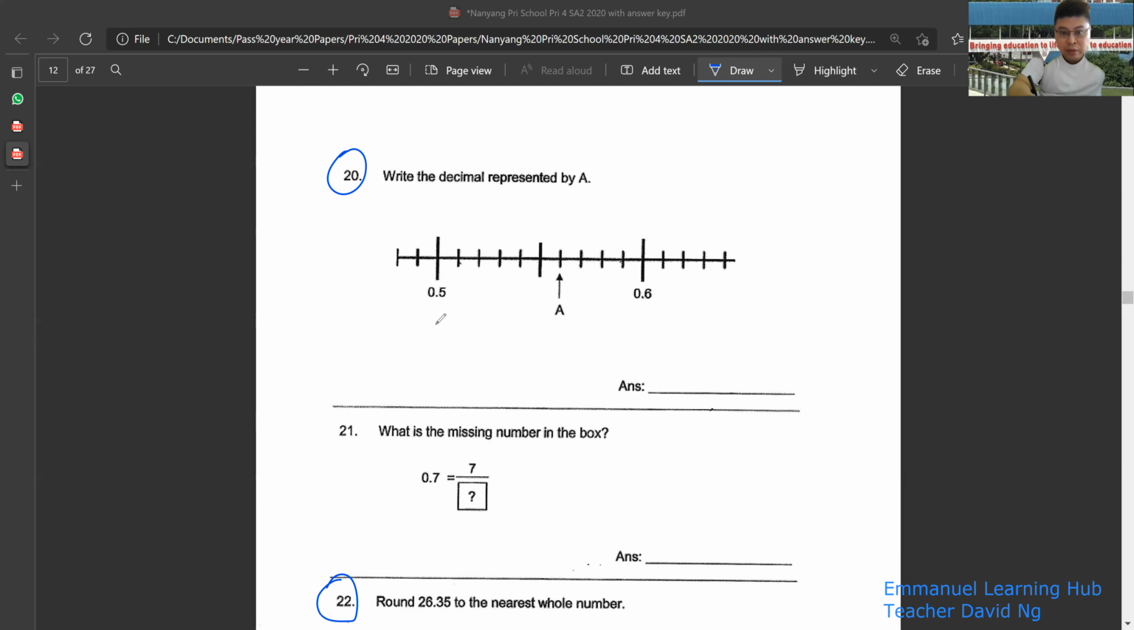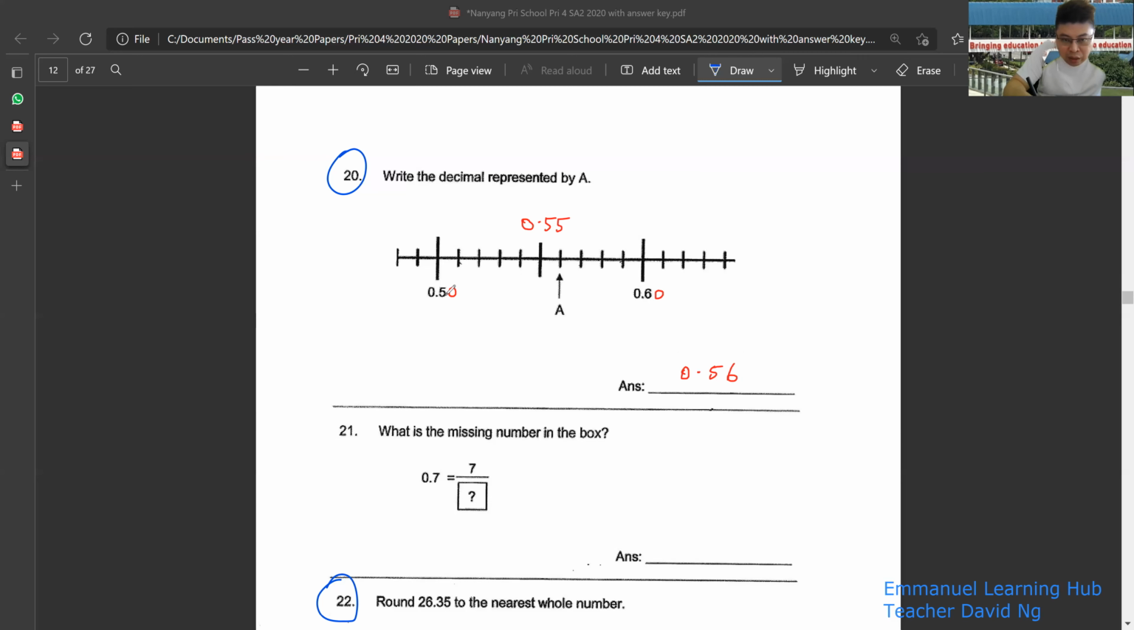So from here, 0.5, 0.6. This is obviously half, right? So half, this one will be 0.5. Okay, you understand the concept? Yes. Then the other one will be 0.56. Very good. This will be 0.56.